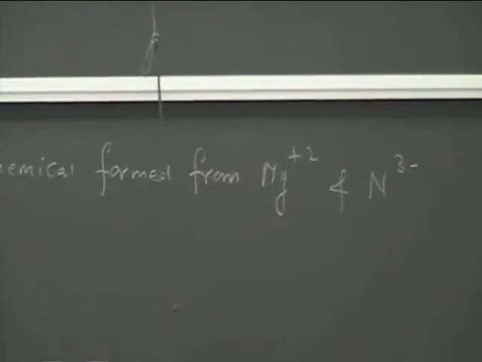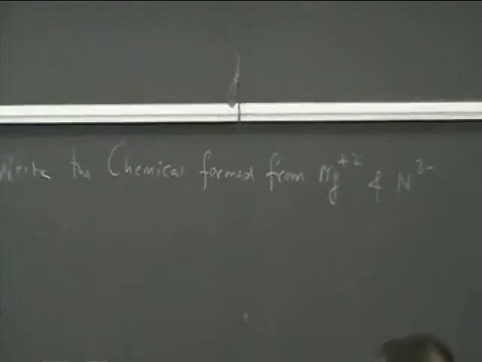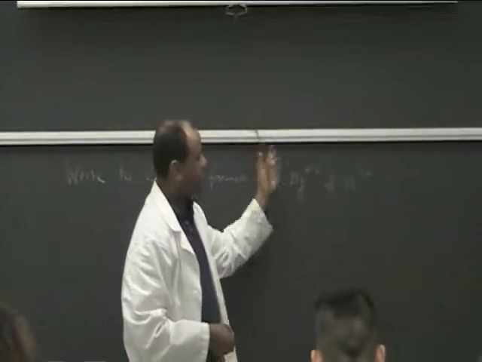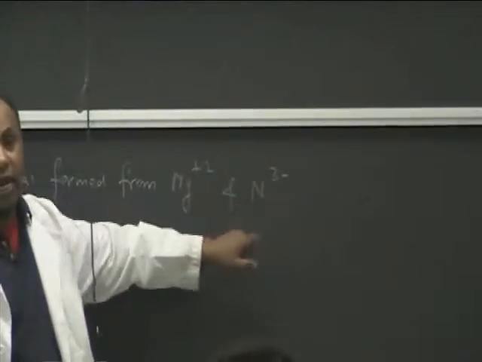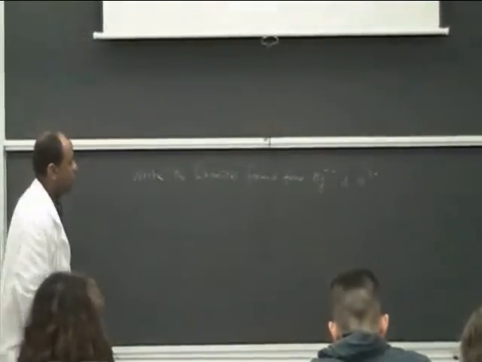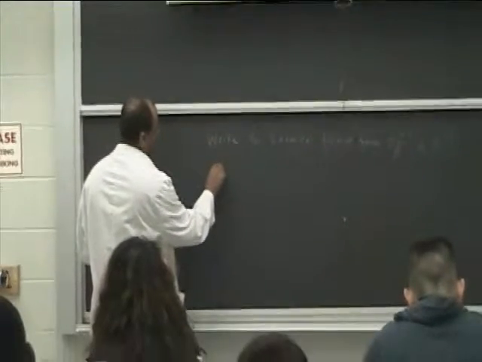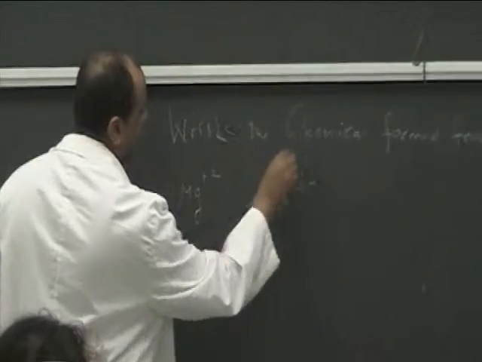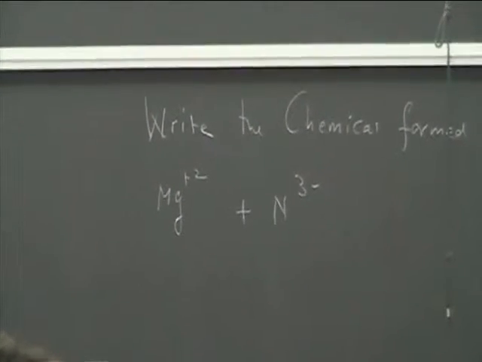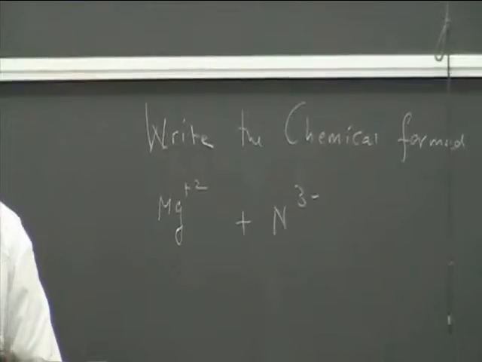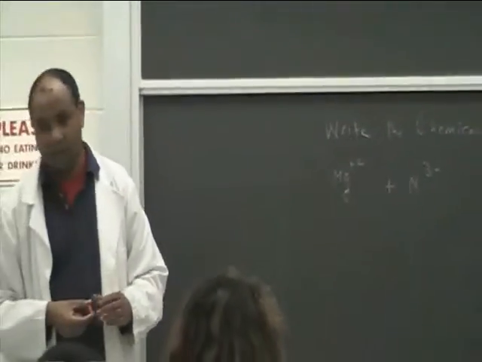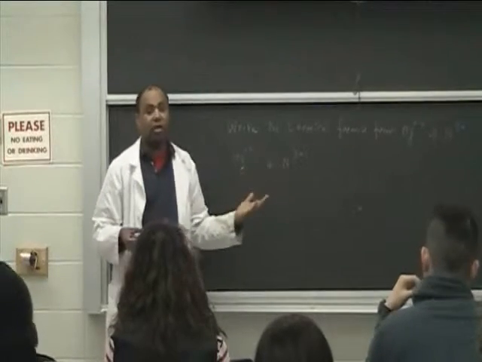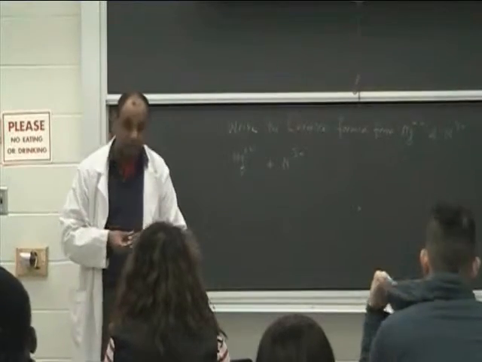Okay, we're going to write a formula that's formed from magnesium and what? Magnesium and nitride, right? Nitride ion. How do we write this formula? Magnesium and nitride, they react together. What kind of bond would we expect here? It's going to be ionic bond. How do I know it's ionic bond? Because this is metal and this is non-metal. So my expectation is to have ionic bond, ionic compound, right?